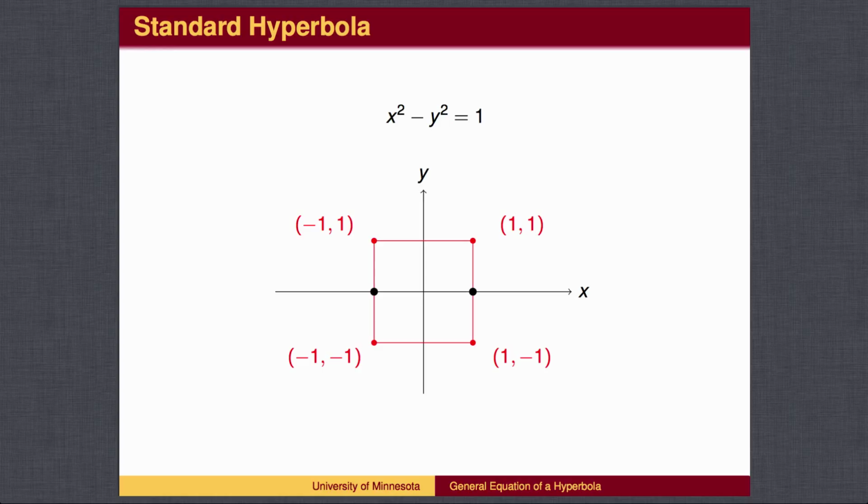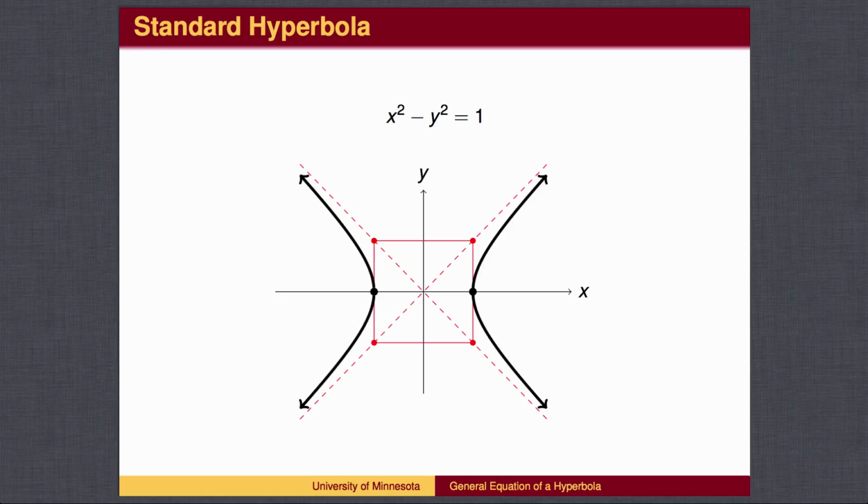To draw the graph, we need to draw these lines that the graph approaches, called asymptotes. For the standard hyperbola, we draw a box whose corners are up and down 1 and left and right 1. We then draw the asymptotes diagonally through the box and sketch the graph from the vertices toward the asymptotes.